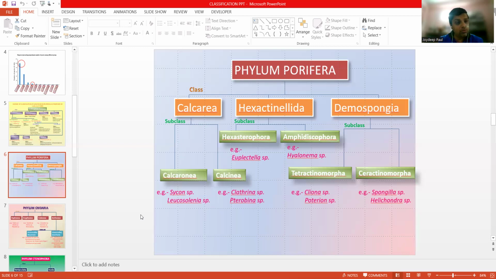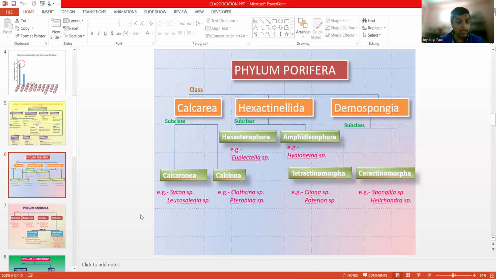Then water canal system, which is definitely present, one of the most important characteristics of Porifera. And as I already discussed, after 1975, because of the presence of the water canal system, researchers started recognizing Porifera as an animal and not as a plant. Characteristic flagellated cells called choanocyte cells line the inner side of the body wall and are related with the water canal system, helping in circulation and feeding.